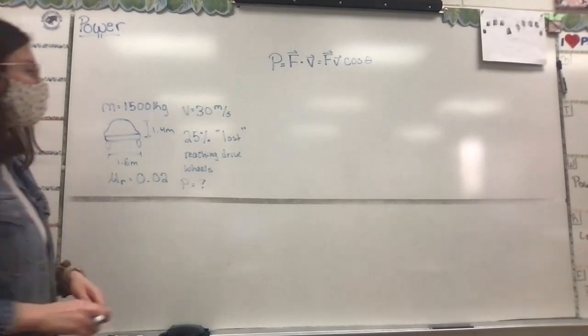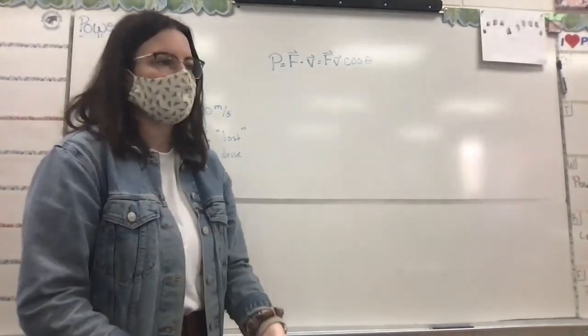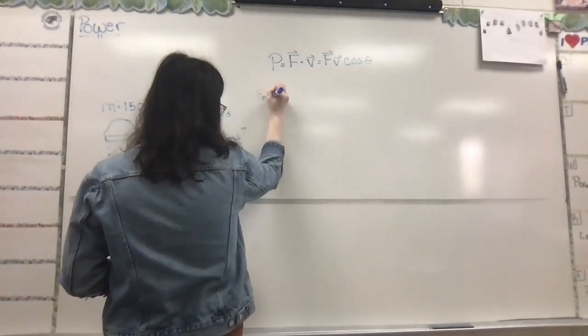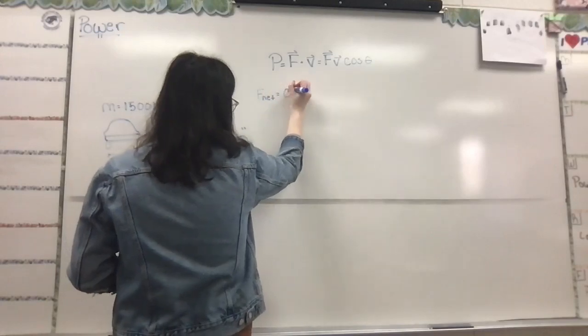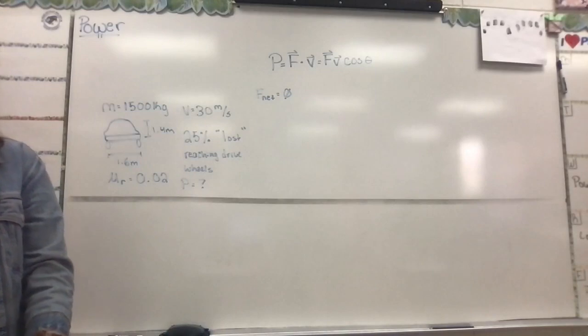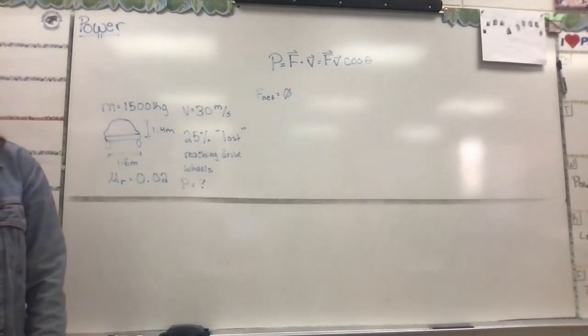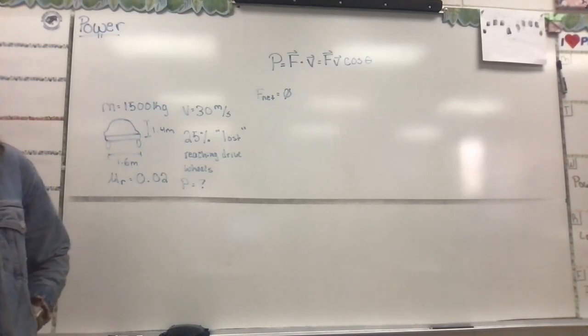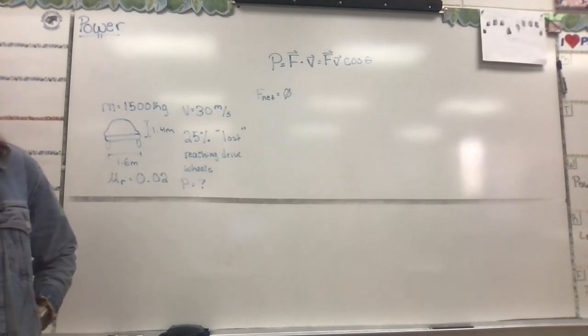So if we're driving at a steady 30 meters per second, what can we say we know that our net force is? Zero. Our net force is going to equal zero, okay? Now, what's opposing our motion here? We have drag and we have rolling friction. And what way is the car going, forward or backwards? Forward. Okay, it's going forwards.